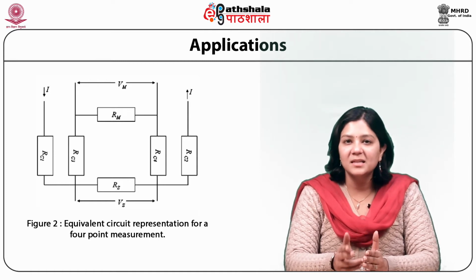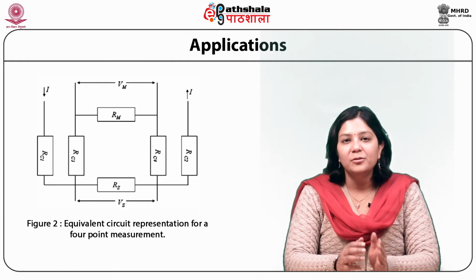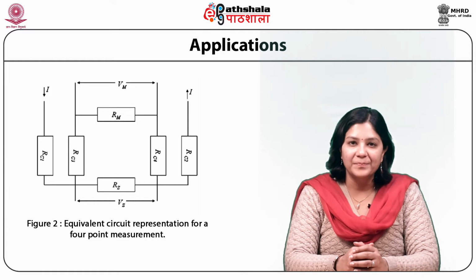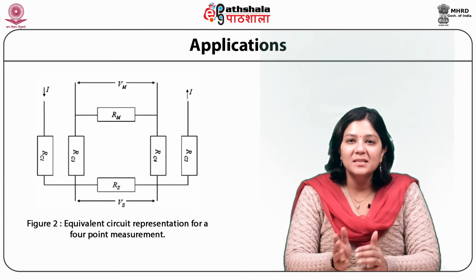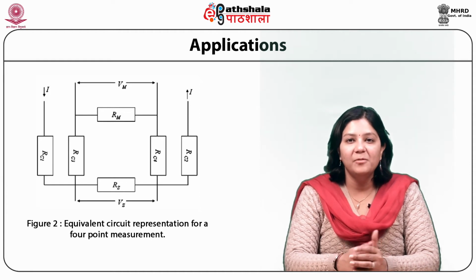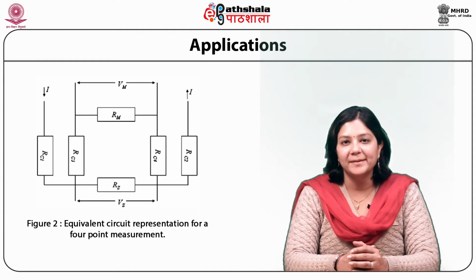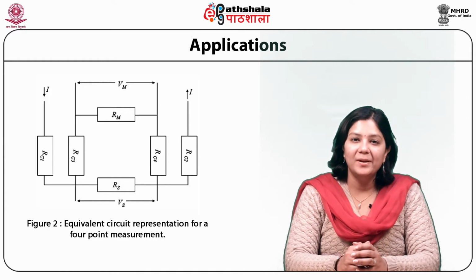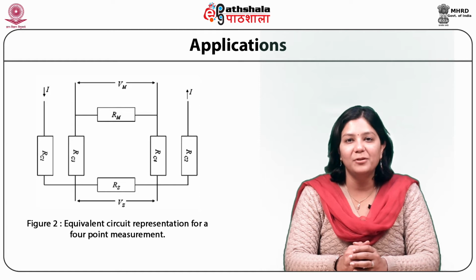The current is injected in the sample through contact 1 and leaves the sample at contact 2. Rs represents the resistance of the sample and Rm represents the equivalent resistance of the voltmeter. Vs represents the voltage across the sample and Vm is the measured voltage.